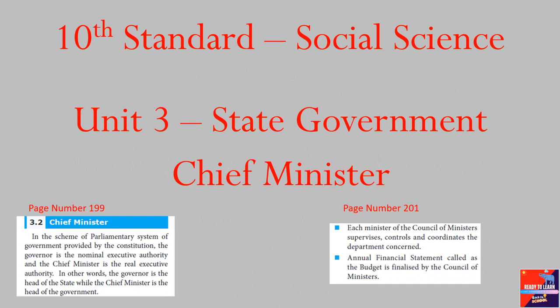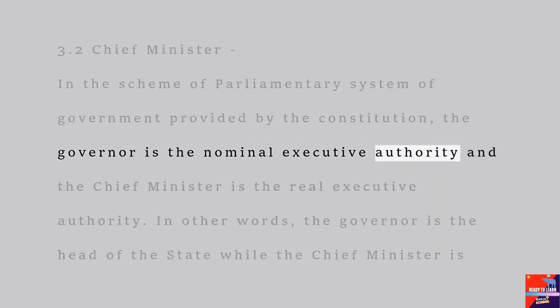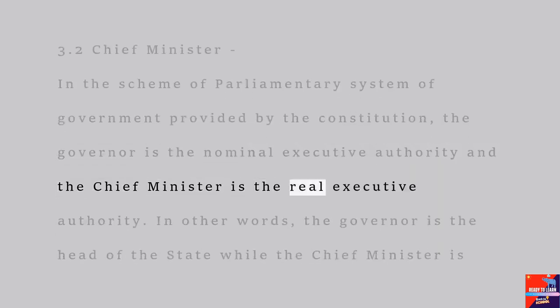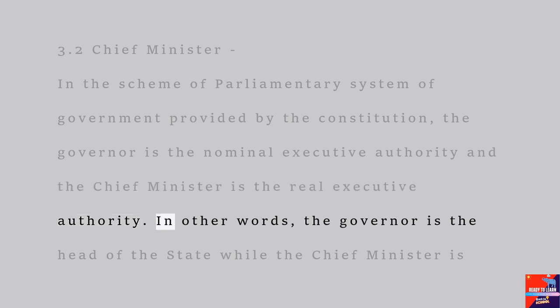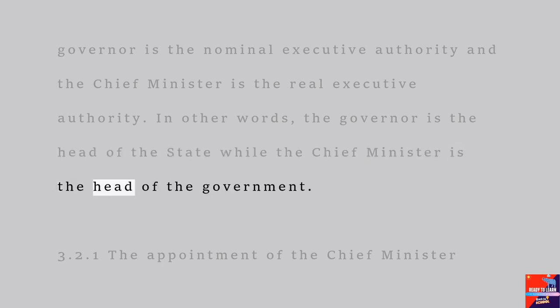Today, we are going to read the 10th Standard Social Science textbook, Unit 3, State Government, Chief Minister, page number 199 to 201. Point 2, Chief Minister. In the scheme of parliamentary system of government provided by the Constitution, the governor is the nominal executive authority, and the chief minister is the real executive authority. In other words, the governor is the head of the state, while the chief minister is the head of the government.